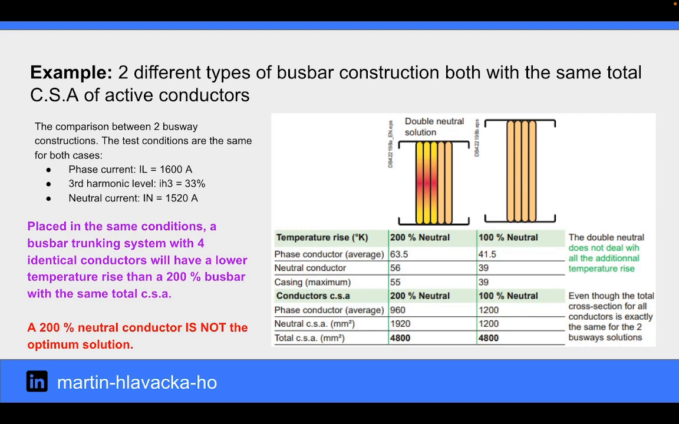On this slide, we can see the comparison between two busway constructions with the same test conditions for both cases. The phase current was 1600 amps, the third harmonic ratio was 33%, and the neutral current was 1520 amps. The result was that a busbar trunking system with four identical conductors would have a lower temperature rise than a 200% busbar with the same CSA total.